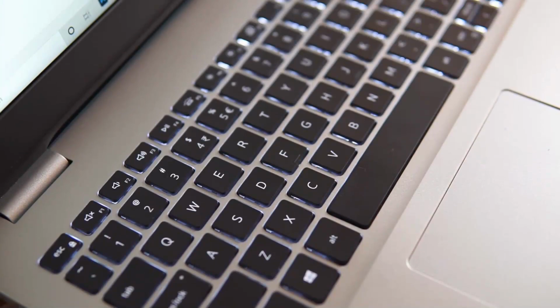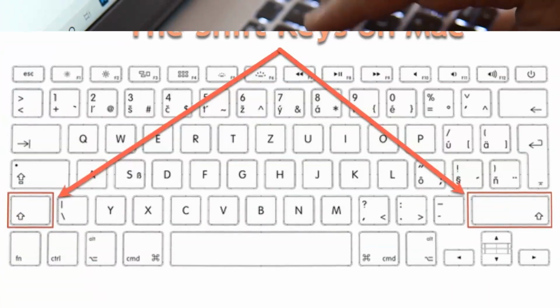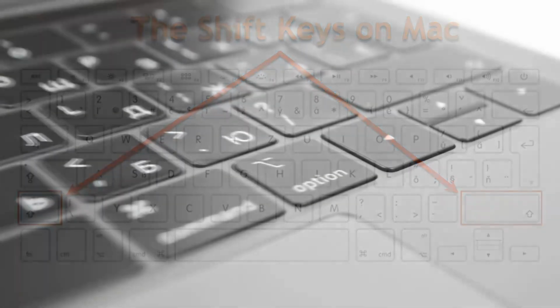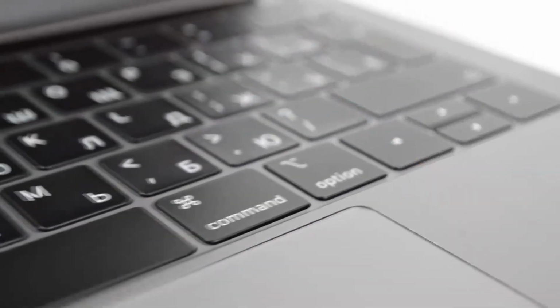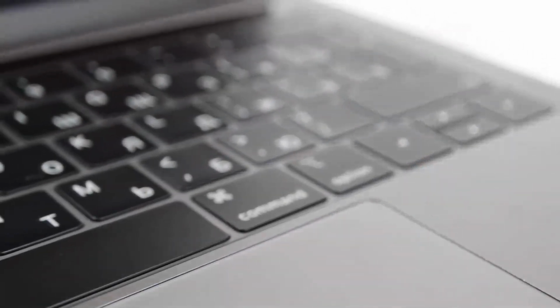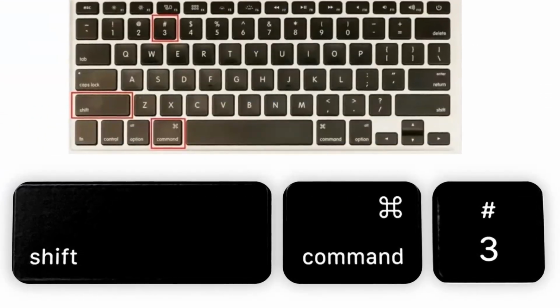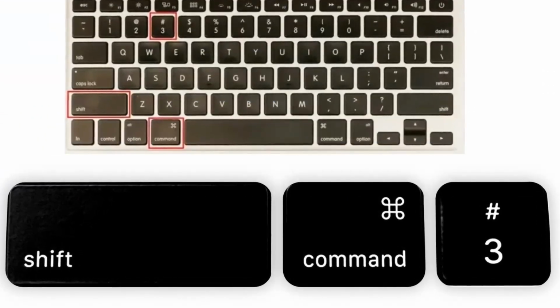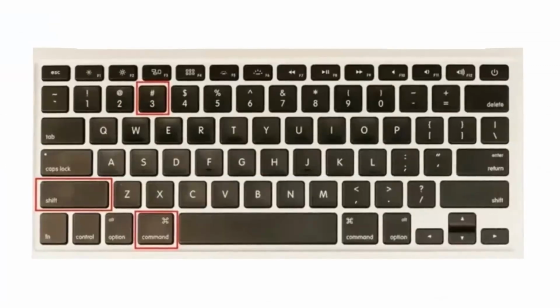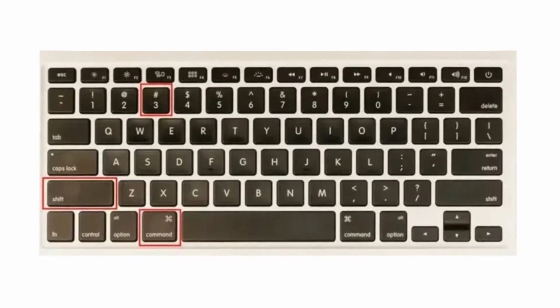First, find the necessary keys. The Shift key is standard. The Command key is the special Mac key right next to the spacebar, and it has a symbol that looks like a looped square. You'll press these 2 keys along with the number 3 key at the top of your keyboard. Press and hold the Shift and Command keys and then tap the 3 key.